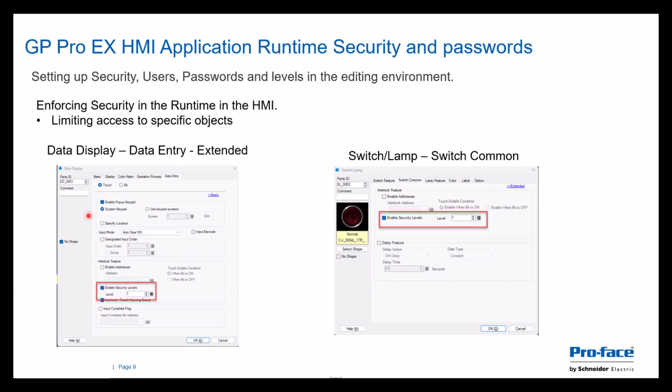Okay, when we look at specific objects and how we want to limit or add a security level to them, in this example we're using a data display, and you have to have the extended functions on under the data entry tab. Then you'll see down here you've got Enable Security Levels. It's kind of the same thing in the switch lamp. In the switch common tab, you have Enable Security Levels. That one doesn't require you to go to the extended settings.